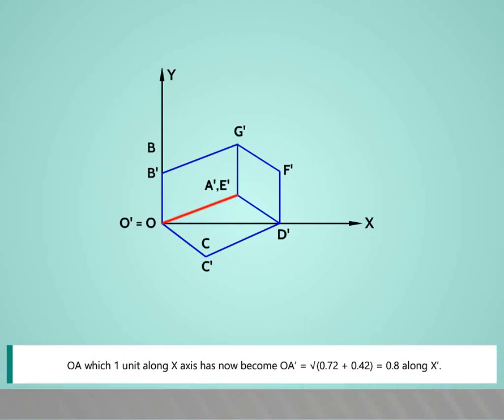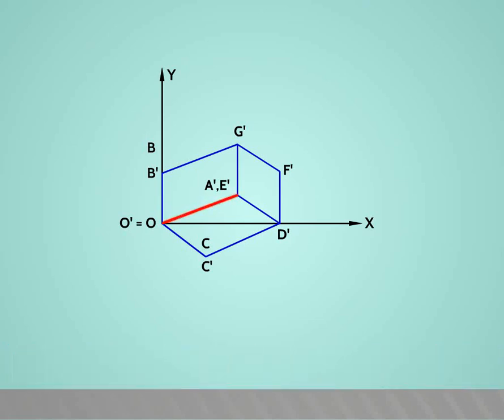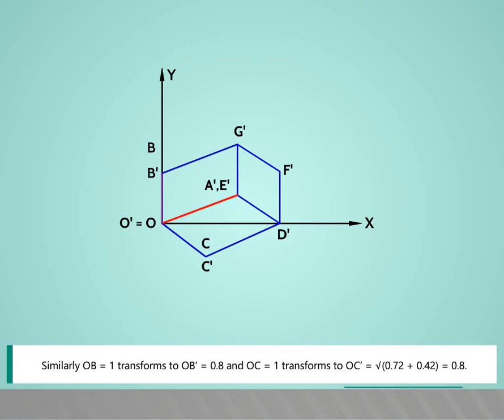OA with 1 unit along x-axis has now become OA dash is equal to square root of 0.7 square plus 0.4 square is equal to 0.8 along x dash. Similarly, OB is equal to 1 transformed to OB dash is equal to 0.8 and OC is equal to 1 transforms to OC dash is equal to square root of 0.7 square plus 0.4 square is equal to 0.8.